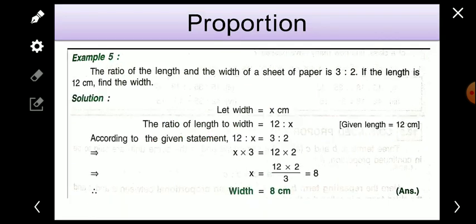Okay, now example 5, the same thing is there. You will do the examples. You have to practice the examples yourself.